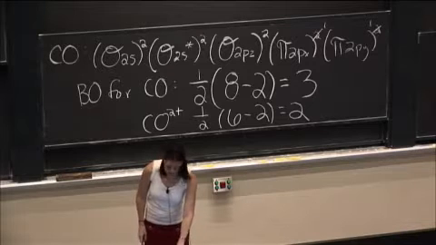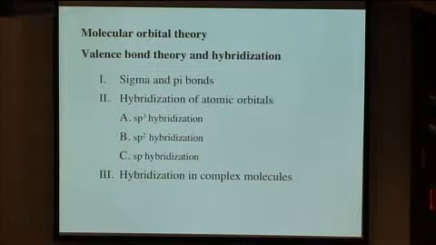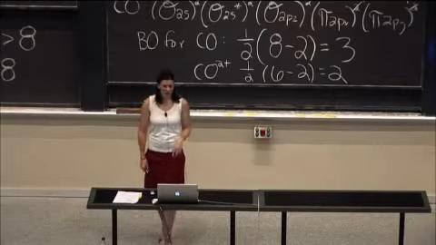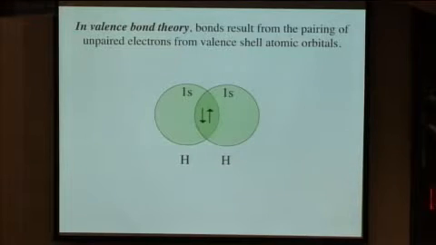So let's move on to talking about more complex molecules. And to do this, we're going to introduce valence bond theory and the idea of hybridization of orbitals. The idea behind valence bond theory is very easy to understand. Essentially, what you have is bonds resulting from the pairing of unpaired electrons. So the simplest case we can think of is with H2, where we have 2 unpaired electrons, each in a 1s orbital of a separate H atom. And if we picture those 2 coming together, we form the H2 molecule. And again, we have the pairing of the unpaired electrons, and we have 2 orbitals coming together.